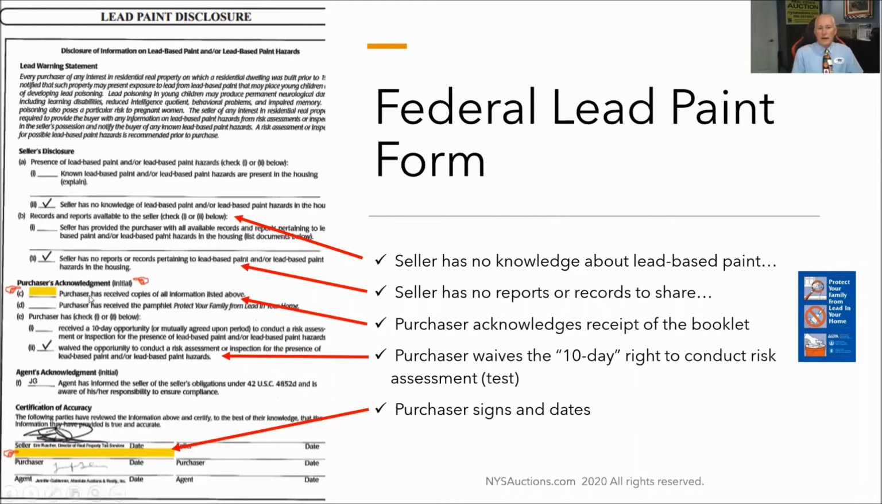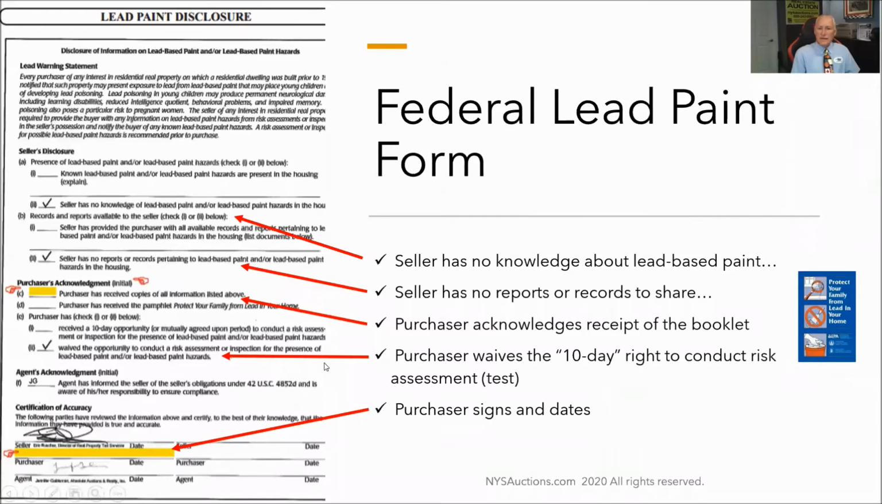You're going to acknowledge that you received that blue booklet on the right side. That's the federal lead paint form, lead paint booklet. We give every participant at the auction that form and that booklet in person, or we give you an opportunity to download it on our website.